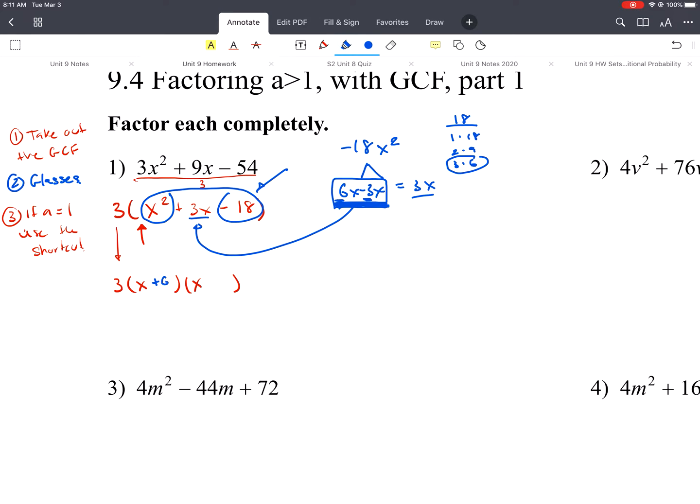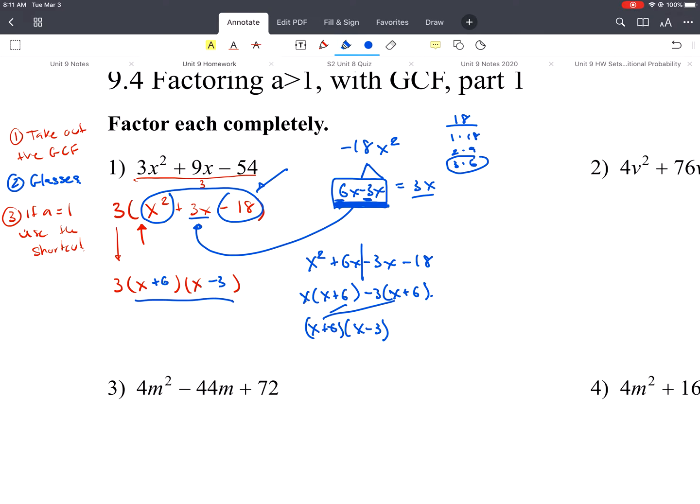So +6 and a -3. All right. And if you prefer to plug that into the middle term and do something like x squared plus 6x minus 3x minus 18, and then do grouping, here you can take out an x, that gives you an x plus 6. Here we can take out a -3, that leaves us with an x plus 6. And so our two parentheses would end up being x plus 6 and x minus 3, which is what we have right here.